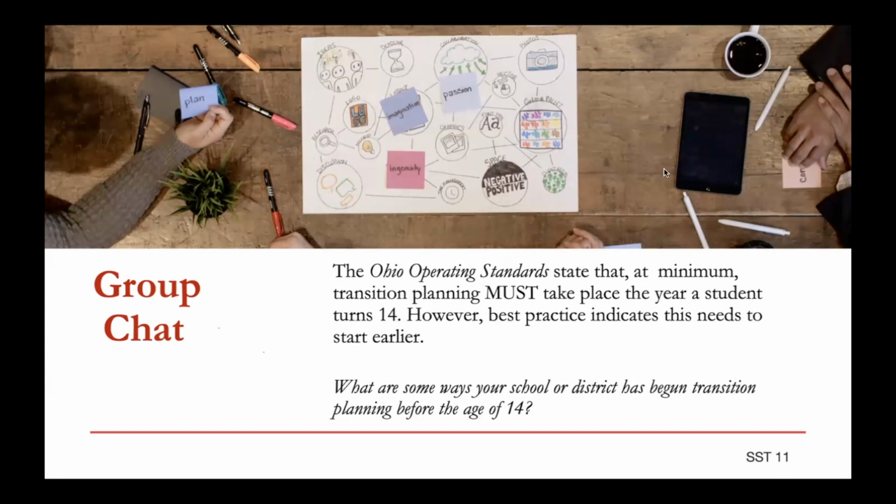So even our young seventh graders who are 12 turning 13, we went ahead and we started that process with them. So that was an example of what I did to start the process earlier.